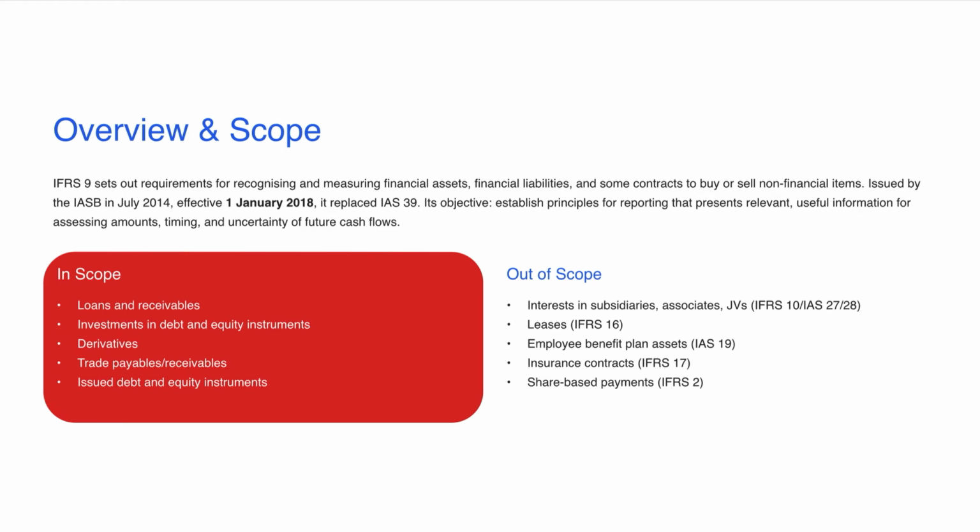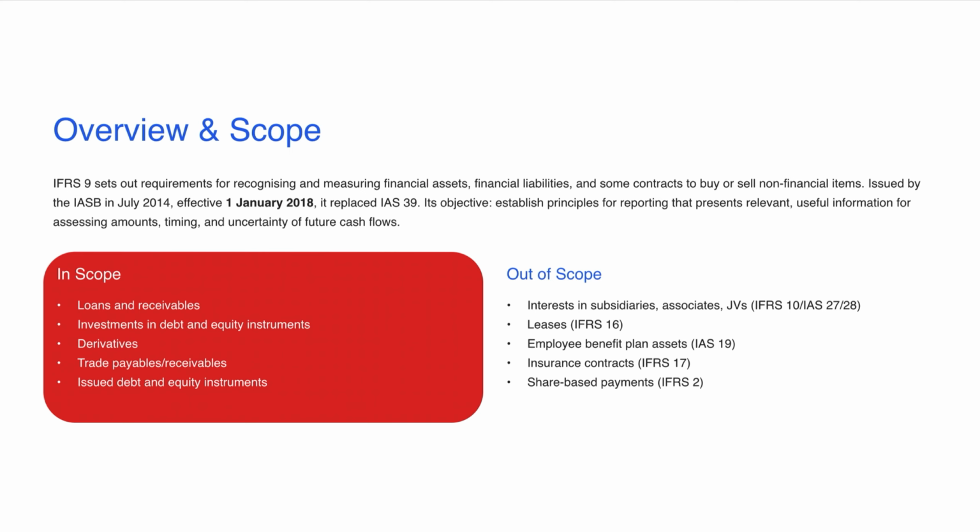Imagine a company lends $10 million to another business, or buys shares, or issues loan notes to raise finance. At first glance, these may look like very different transactions, but accounting has one big question to answer. What exactly is this financial instrument? And how should it be measured? That's where IFRS 9 comes in.